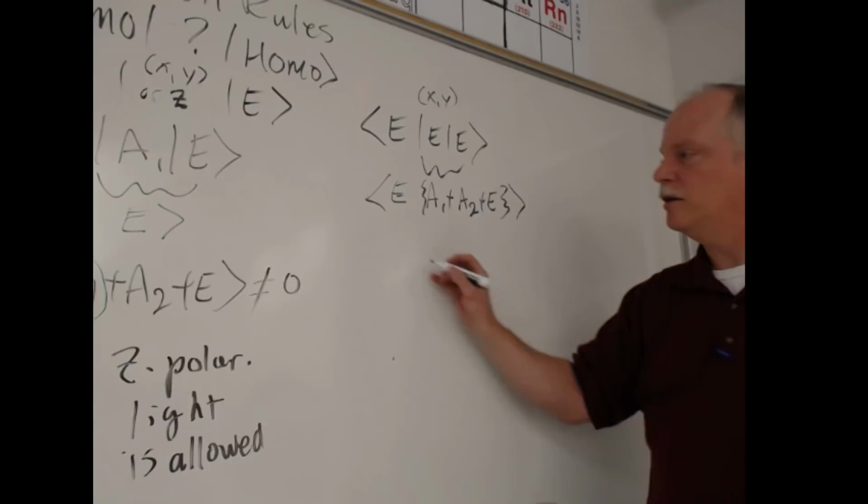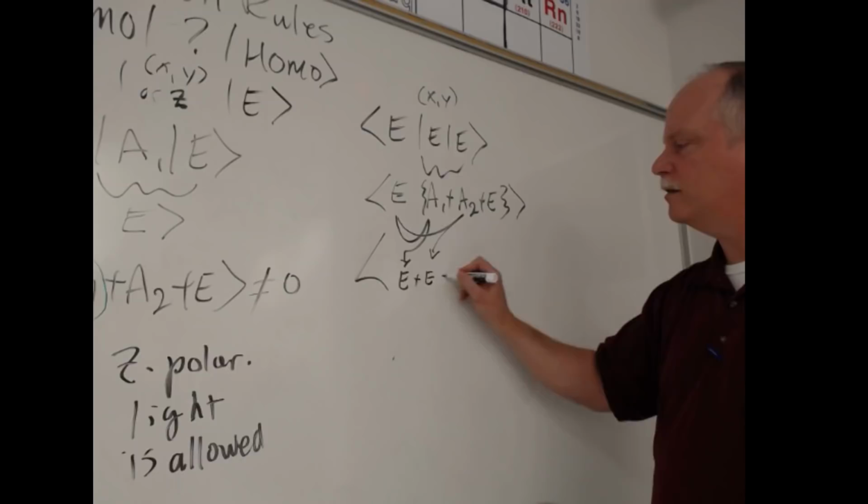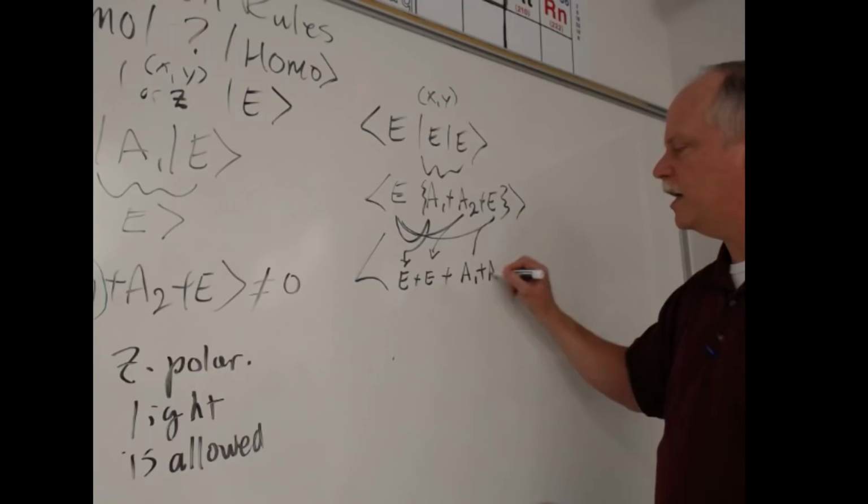So let me just go ahead and draw those out. So E times A1 gives E. E times A2 gives E. And these are all added together. And then E times E gives A1 plus A2 plus E.